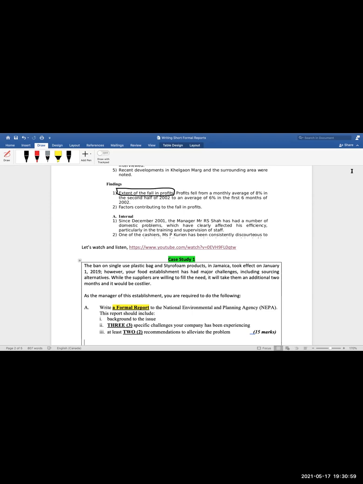This report should include 1, background to the issue, 2, 3 specific challenges your company has been experiencing, and 3, at least 2 recommendations to alleviate the problem. How would you approach this? Can you think of a title or anything like that? What would be your terms of reference?